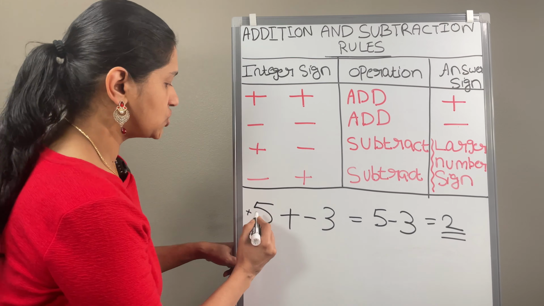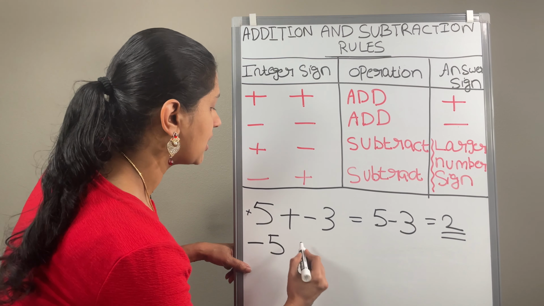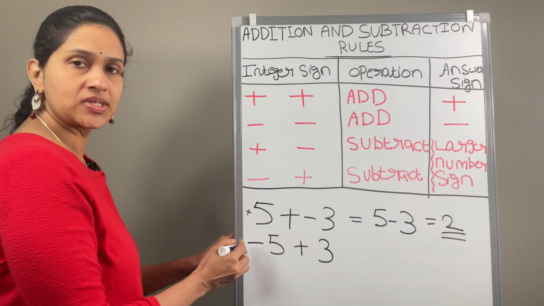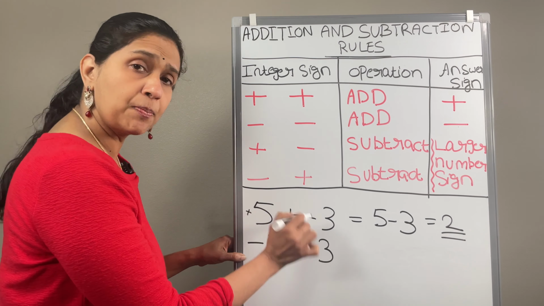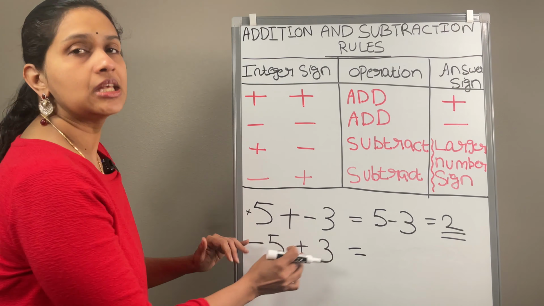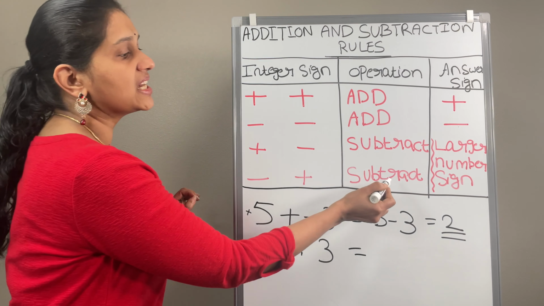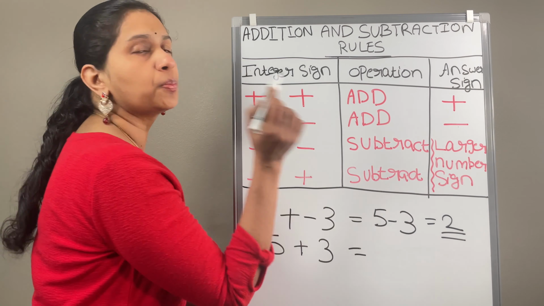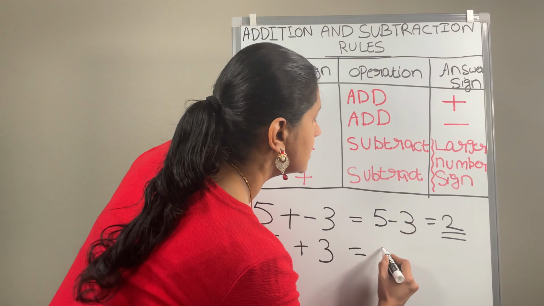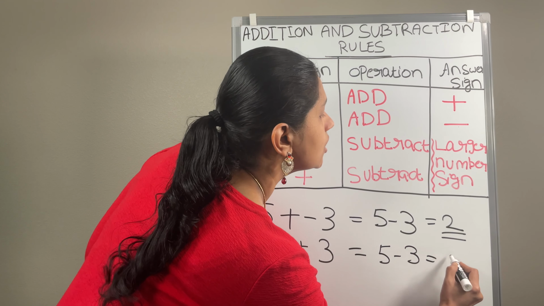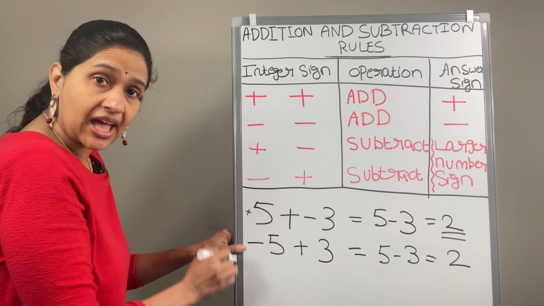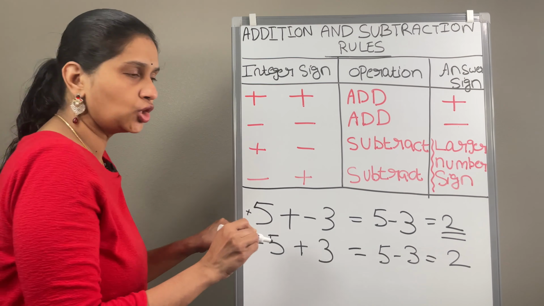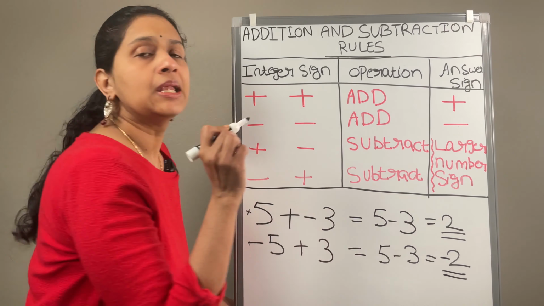Now consider the situation where you have say negative 5 plus 3. That is, the largest number has a negative sign and the smallest number has a positive sign. So what you should do in this case is perform the subtraction. That is, when you have a negative sign and a positive sign, you have to perform the subtraction. The meaning of this is 5 minus 3, which is equal to 2. And what about the sign in this case? The sign will be of the larger number sign. Here the larger number has a negative sign. So the answer will be minus 2.